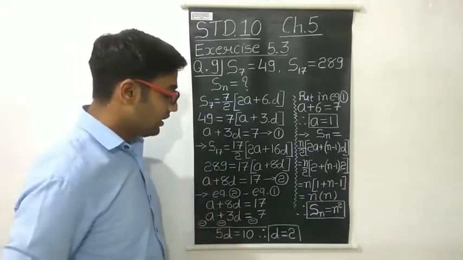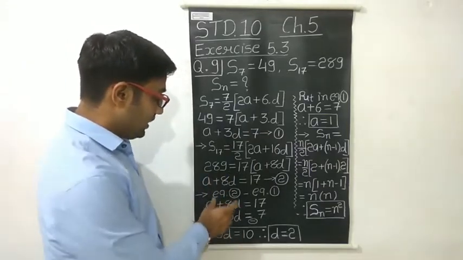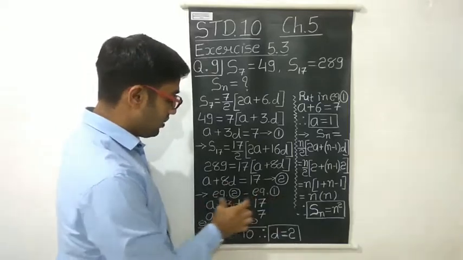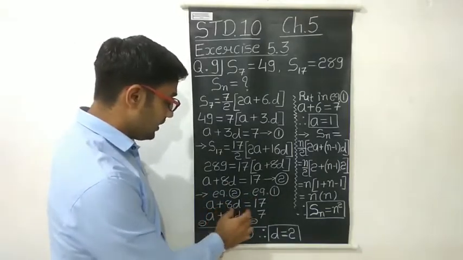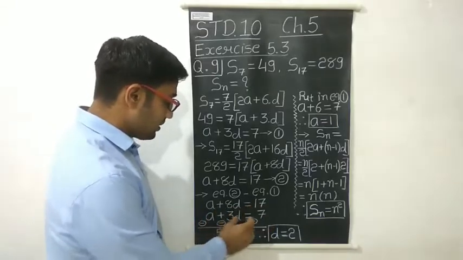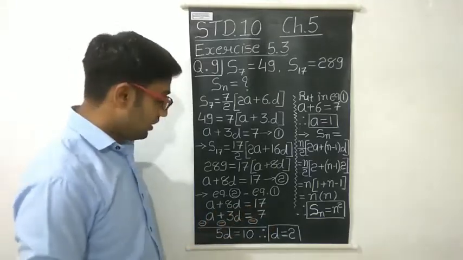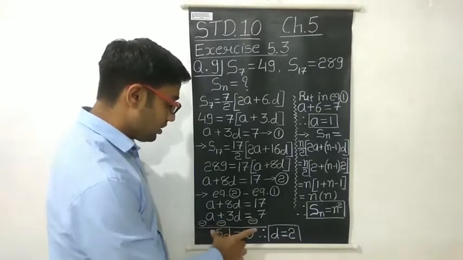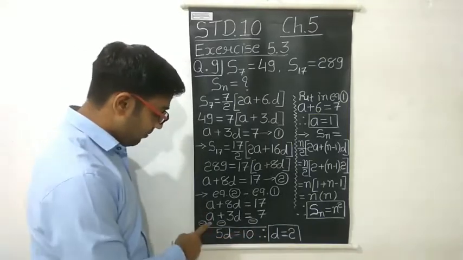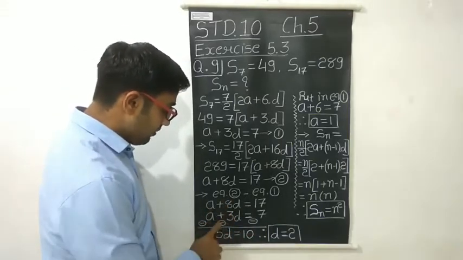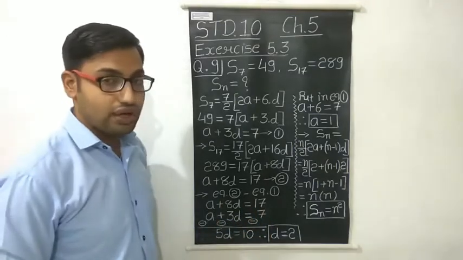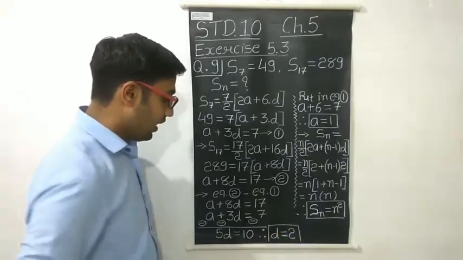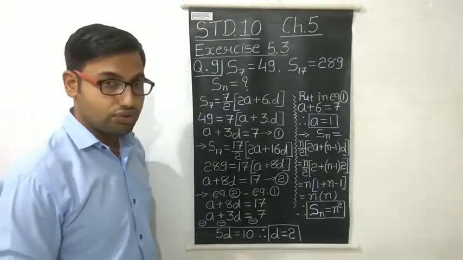Now we can solve it by the elimination method. So we can directly subtract equation number 1 from equation number 2. By doing this, we have a plus 8d equals 17 and a plus 3d equals 7. Now change the sign, all the terms become minus. So a minus a is 0, 8d minus 3d equals 5d, 17 minus 7 equals 10. And therefore, we get the value of d equals 2.